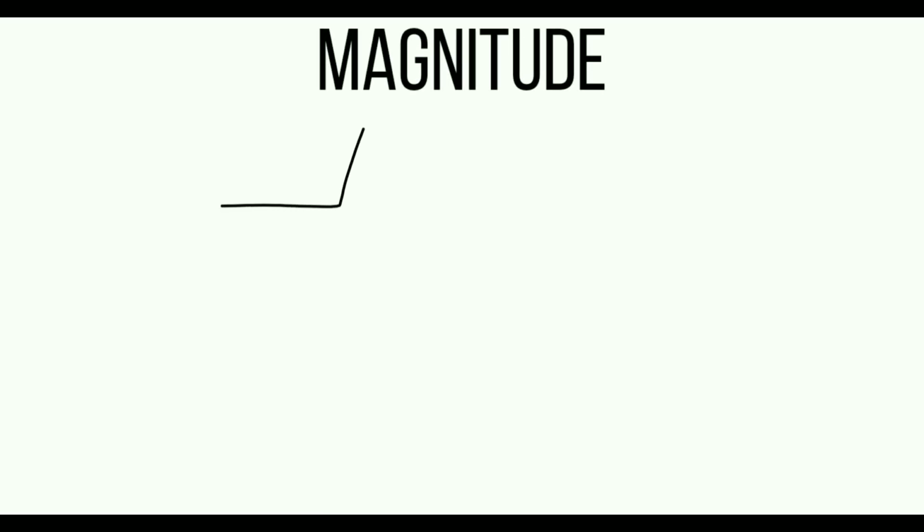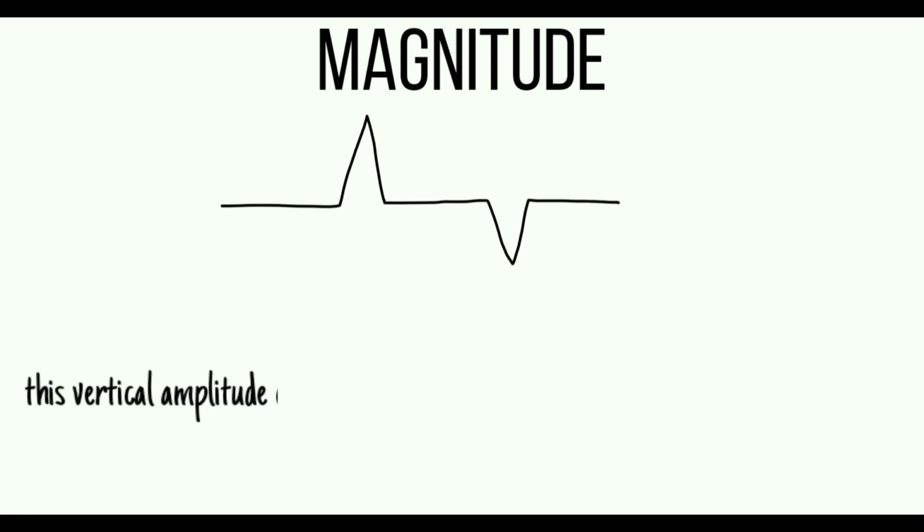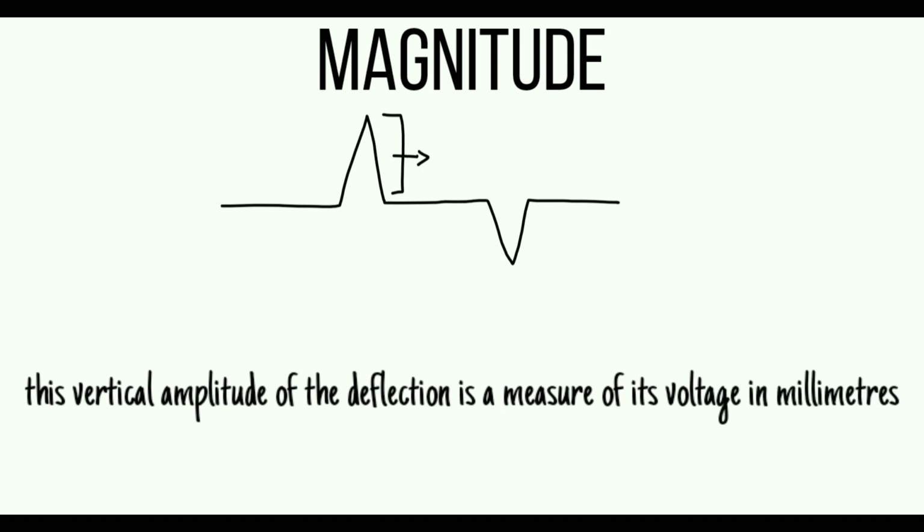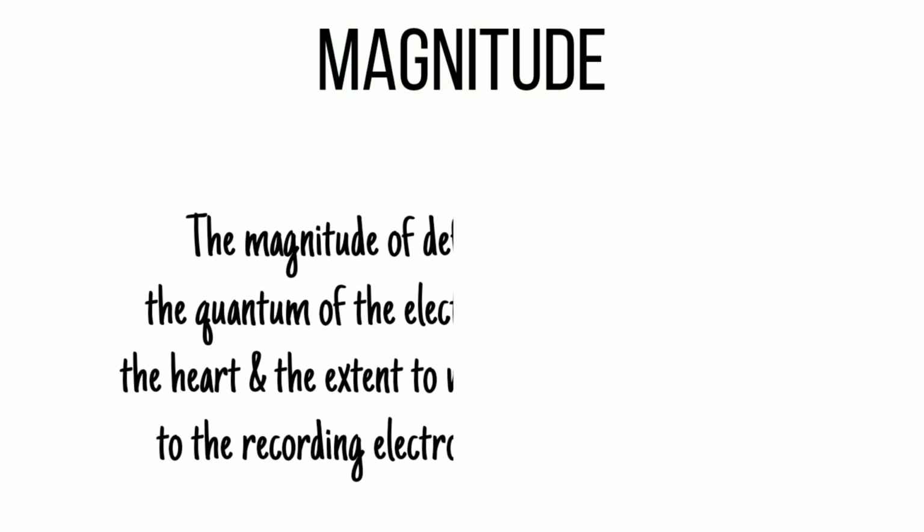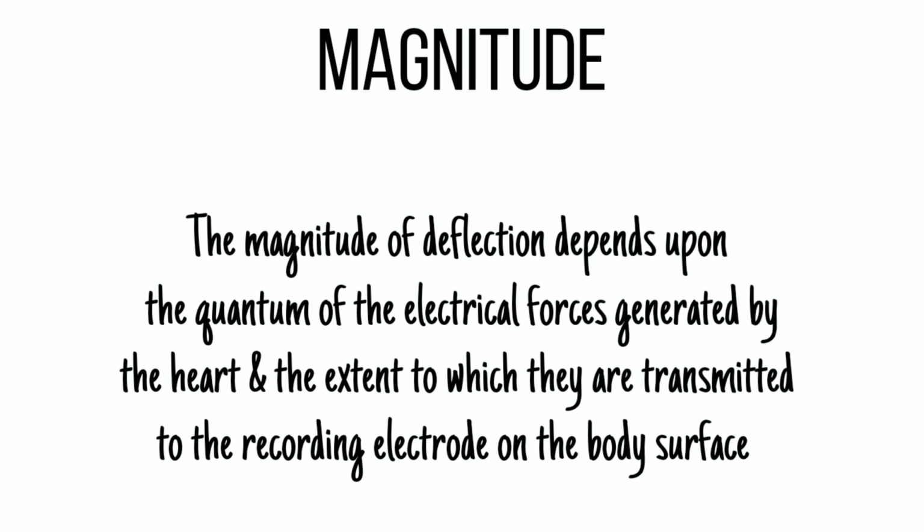The height of positive deflection and the depth of negative deflection are measured vertically from the isoelectric line. This vertical amplitude of deflection is a measure of its voltage in millimeters. So the magnitude of deflection depends upon the quantum of electrical forces generated by the heart and the extent to which they are transmitted to the recording electrodes on the body surface. If the chest wall is thick, the magnitude of deflection is smaller than normal, since the fat and muscles intervene between the myocardium and the recording electrode.